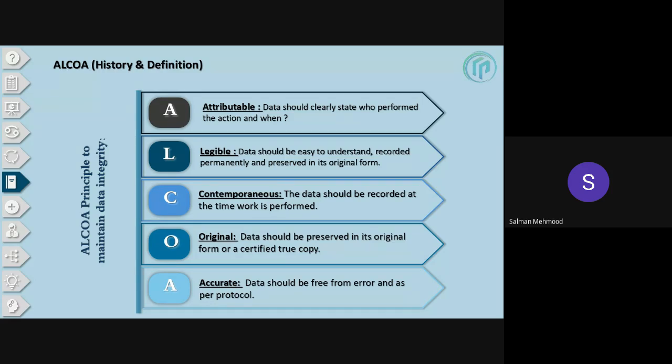And A for accurate. Accurate means the data recorded exactly matches the actual observation. For example, if an analyst weighs a sample and the balance shows 25.68 grams, but he records the weight as 25.7 grams, he rounds off the data. So this is inaccurate. The accurate value is 25.68, which exactly matches.